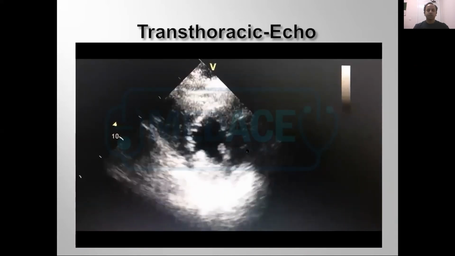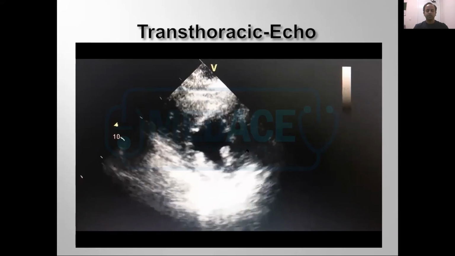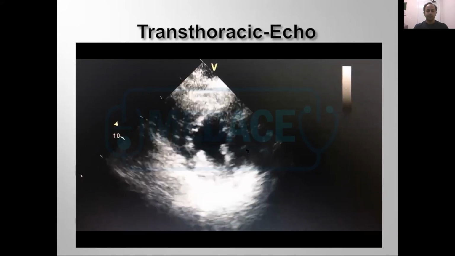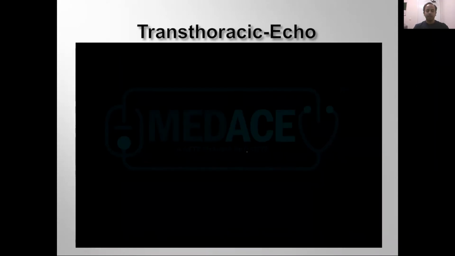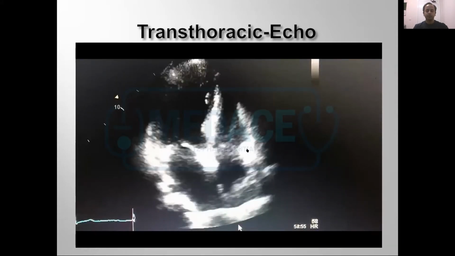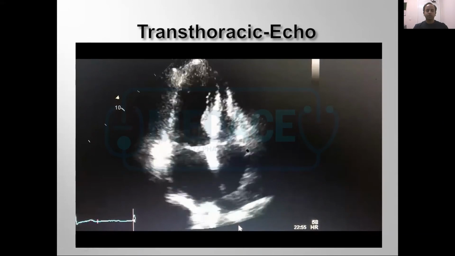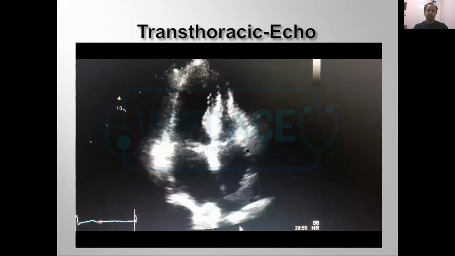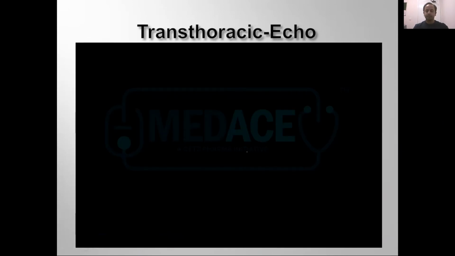So this was the echo that was done. This is the short axis view at the papillary muscle level, which shows hypokinetic anteroseptum. Then this is the four chamber view, which again shows that there is a hypokinetic apical cap and the anterior septum, apical septum.